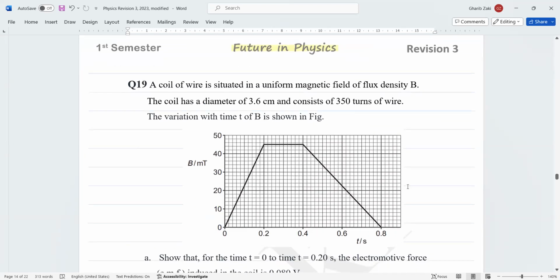Now, try to think of that question. Okay, I give you 2 minutes to analyze the figure.